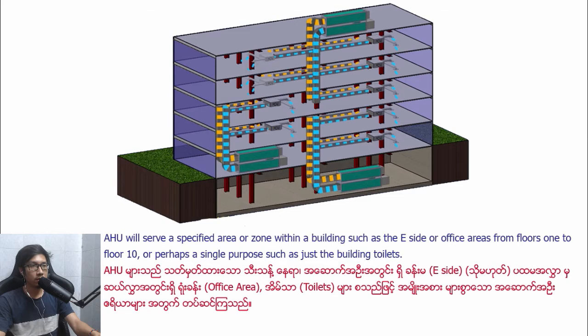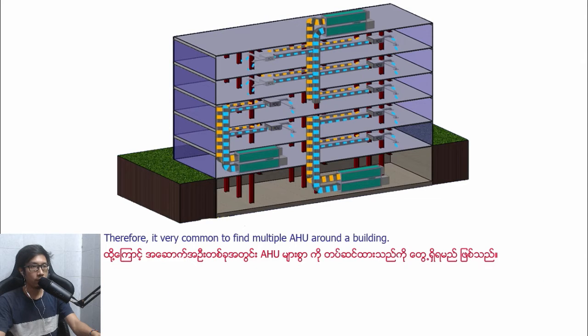An AHU will serve a specified area or zone within a building, such as the east side or office area from floor 1 to floor 10, or perhaps a single purpose, such as just the building toilet. Therefore, it's very common to find multiple AHUs around a building.